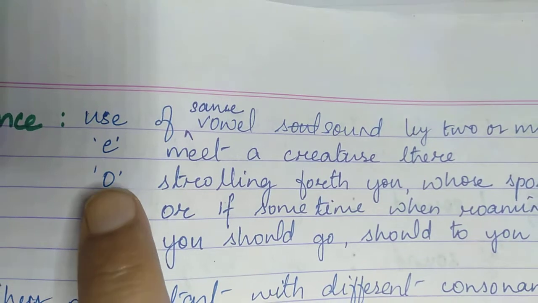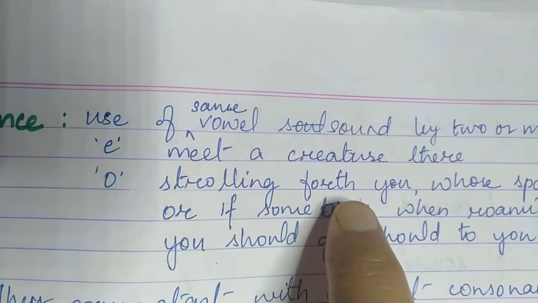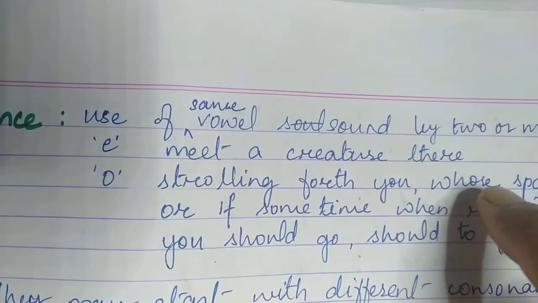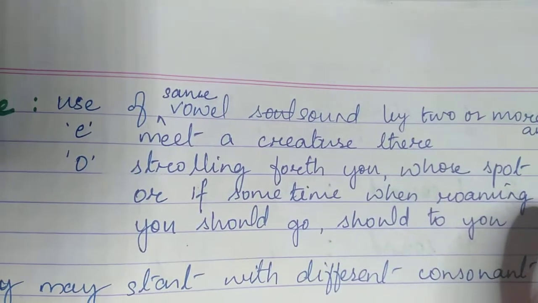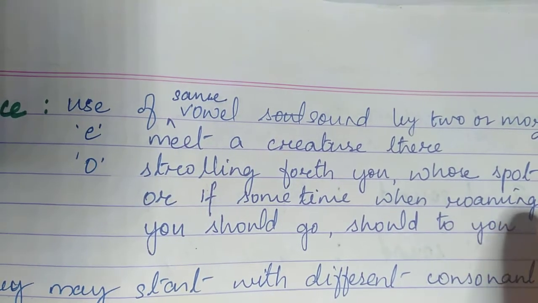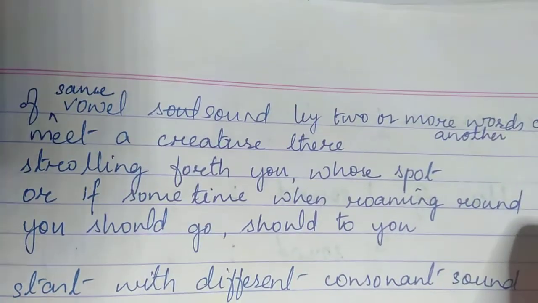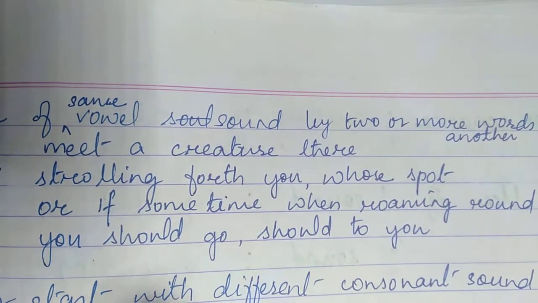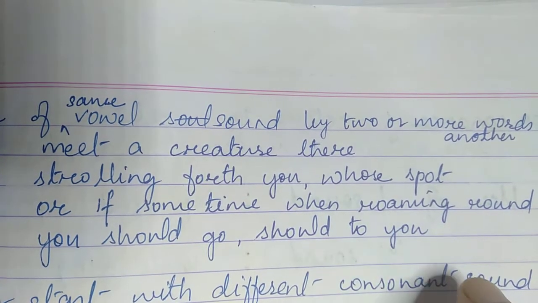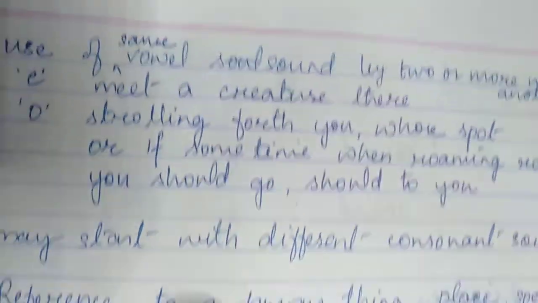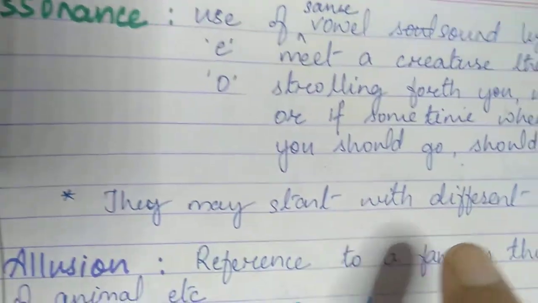Next is O sound. "Strolling forth." O sound is being used. "Whose spot?" Again O sound. "Or if sometime when roaming round." Again O sound is being used. "You should go." "You should." Again O sound. "Should to you." "Shoe to you," again O sound. So this is an example of assonance.